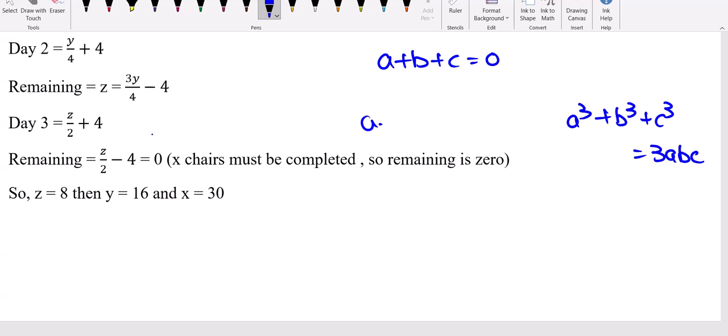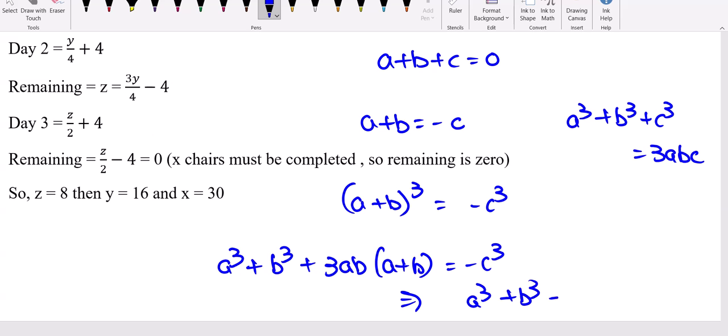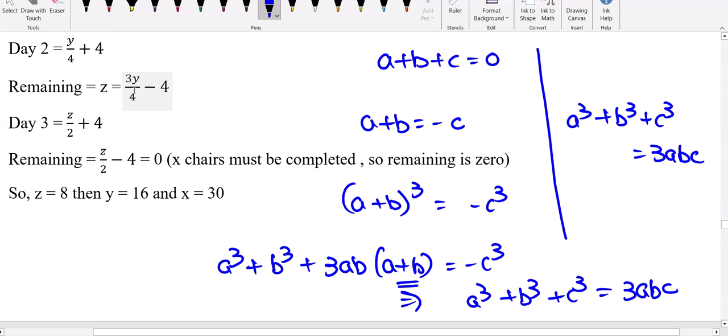How, sir? Because a plus b can be sent to that side, and c to the other side. Do the whole cube: (a plus b) whole cube equals minus c cube. The (a plus b) whole cube formula is a cube plus b cube plus 3ab into (a plus b). As a plus b is minus c, this minus c cube comes to this side as plus c cube. a plus b can be replaced by minus c, and this minus 3abc goes to that side. But this is useful only when a plus b plus c equals 0. Maybe it is useful for other questions. I'm giving you this idea not only for this question.